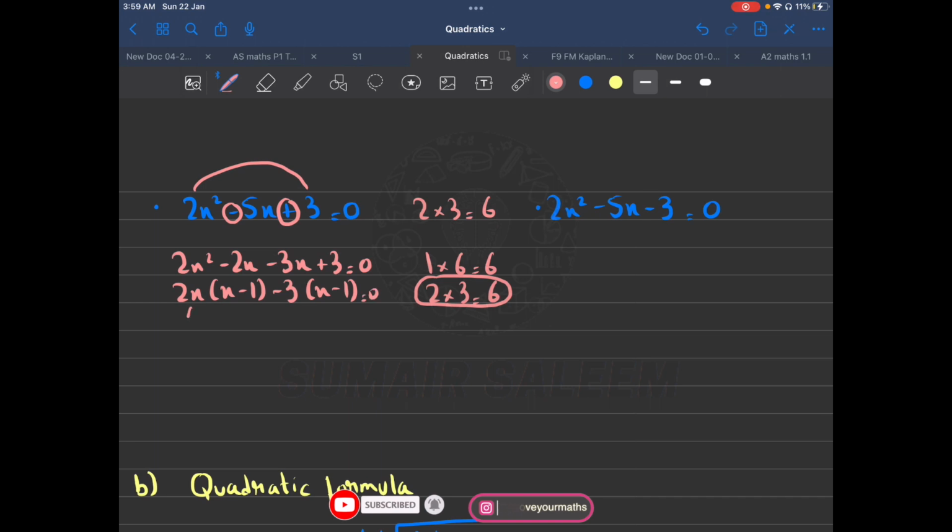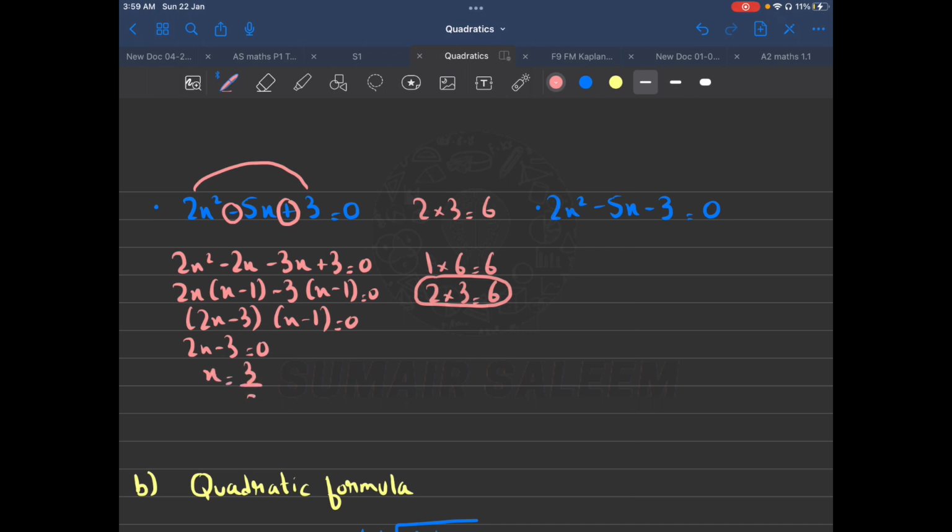Got this? So it's going to be 2x minus 3, x minus 1. So now 2x minus 3 is equal to 0, x is equal to 3 upon 2. And here it's going to be x is equal to 1. Got this? One last example.